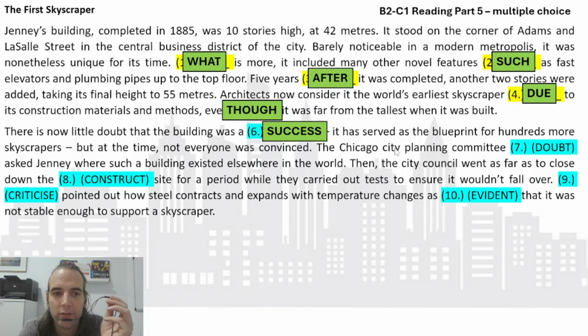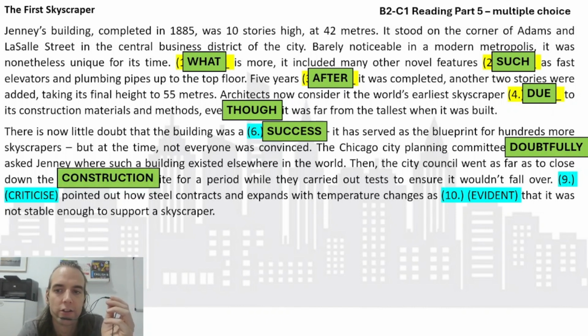They were not happy with what he was doing. How were they acting? They said this doubtfully. Does it even exist? Can we even build a building out of steel and glass? They were doubtful. They asked him doubtfully.